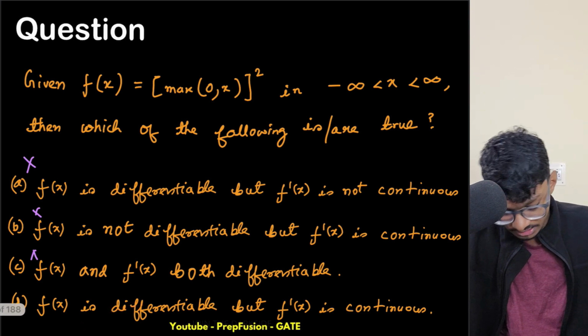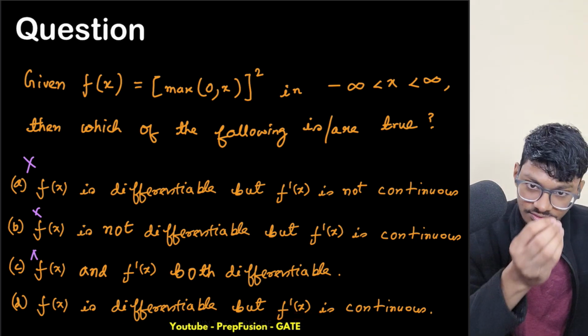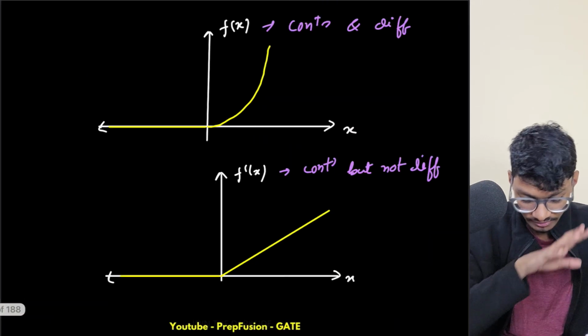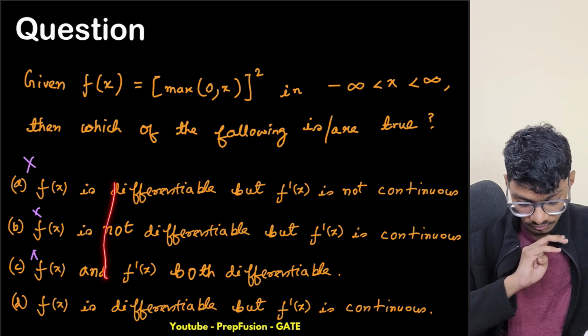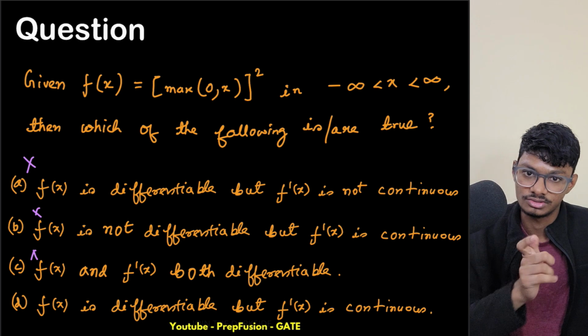Okay, these statements are basically saying the same thing. If my f of x is differentiable, then my f dash of x will be continuous. So without even going to the graphs, you could have answered this question. But for all this, you have to check for f dash of x.